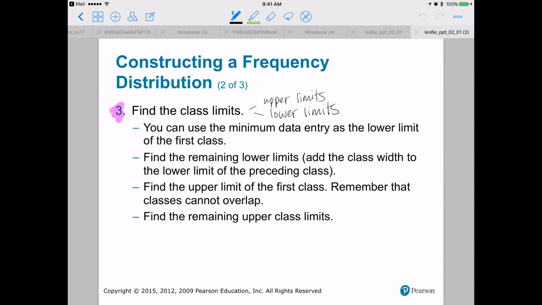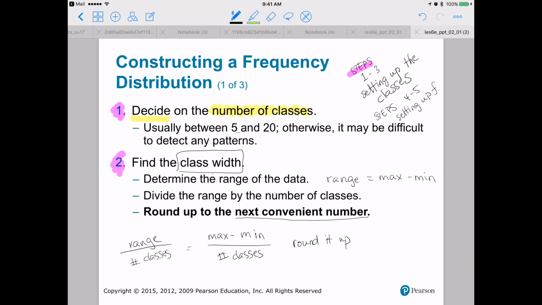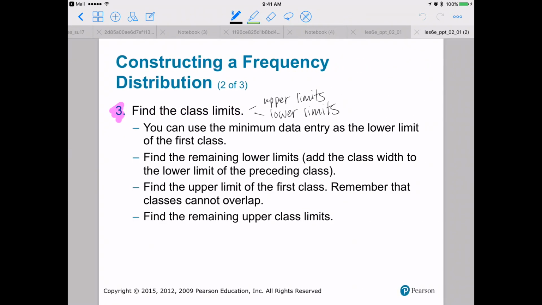Okay? So once you've found your class width, you're going to use that to find your class limits. And you've got upper limits and lower limits. So you start off with your minimum. You start with your min data entry as the lower limit of the first class. And then you're going to find the rest of the lower limits. And then you find the rest of the upper limits.